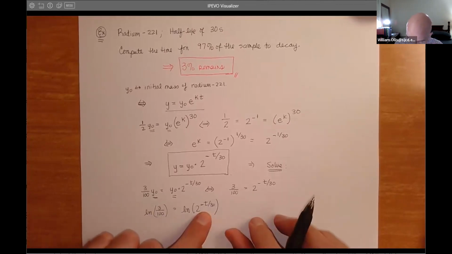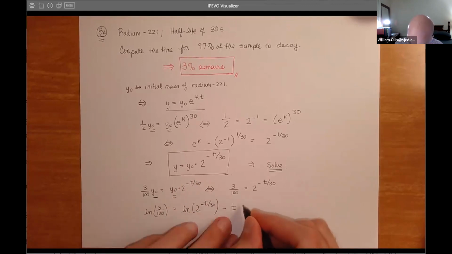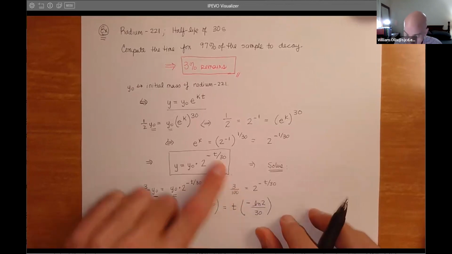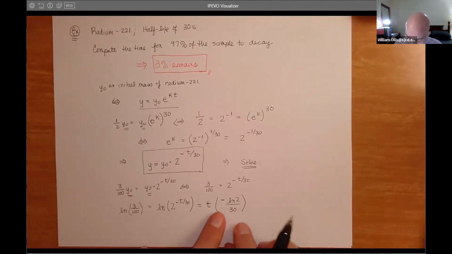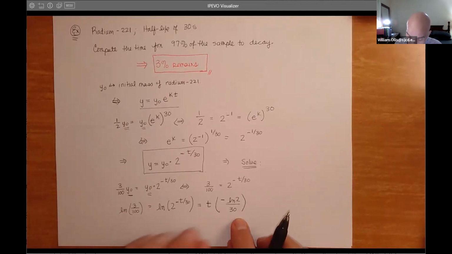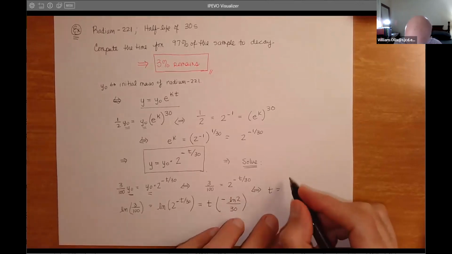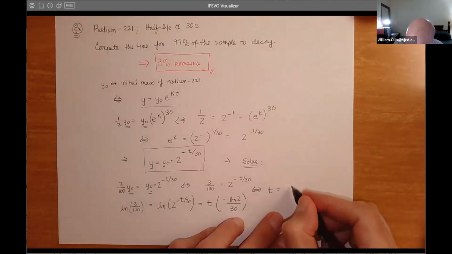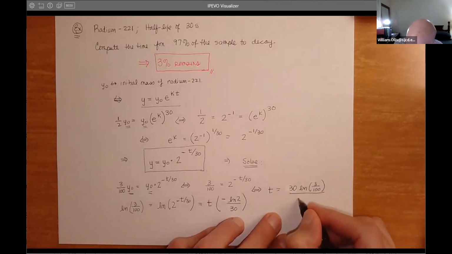Of course, I went ahead and did this in 2 steps, so now we can bring the power down. So we bring the negative t/30 down, and then we've got the 30 downstairs, the log 2 upstairs, and just move the negative into the coefficient, just like I've done many times. So now we've got a number times t equals the natural log of 3/100. So we can easily solve for t. So t equals, we're going to invert and multiply. So we get, let me give a little more space here so we can move the 30 upstairs. So we've got 30 times the natural log of 3/100 divided by negative log 2.